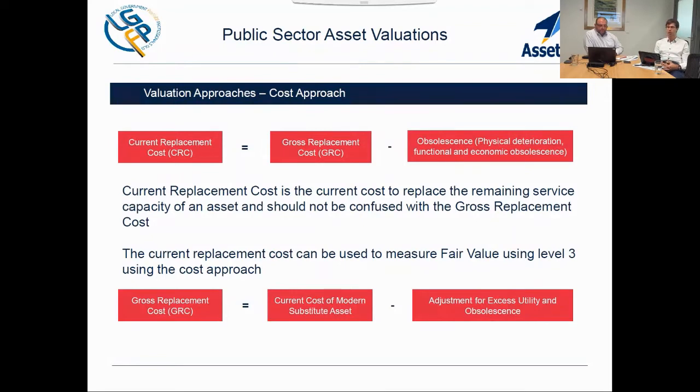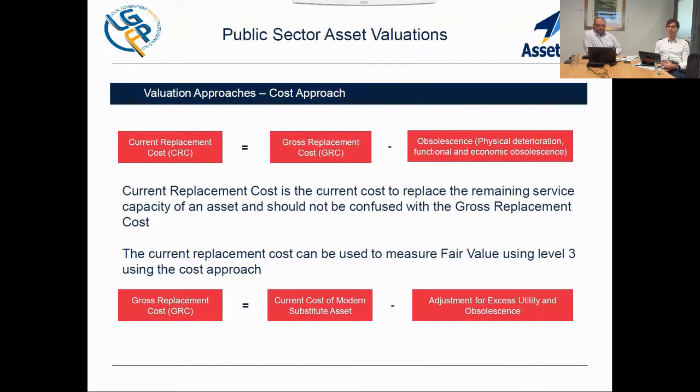So you've got your three forms of obsolescence. You've got your physical obsolescence, which is your physical deterioration, so obviously the condition and age of the asset would come into that. Then you've got your functional obsolescence, which is to do with how, if the asset is not as efficient as modern assets, then the subject asset will have functional obsolescence.